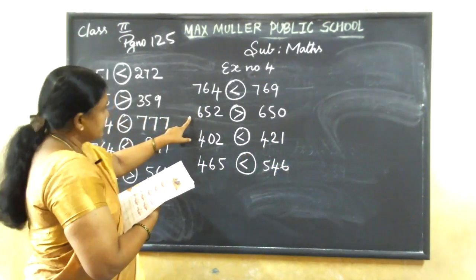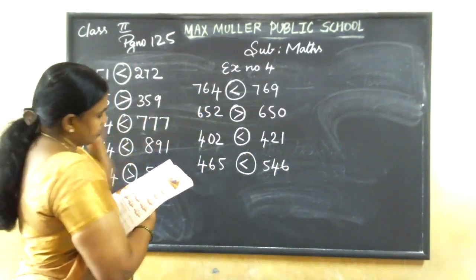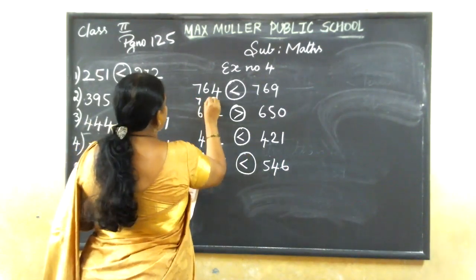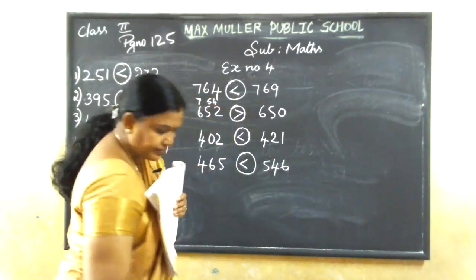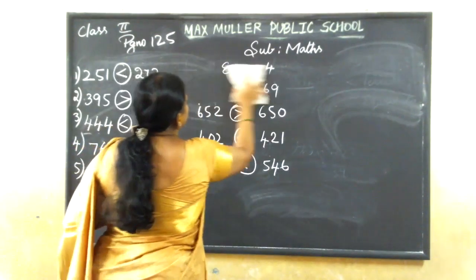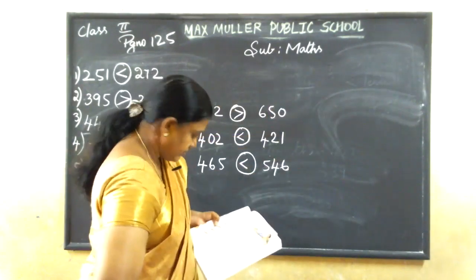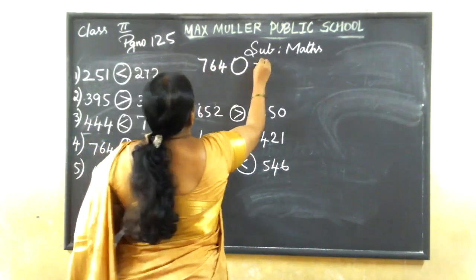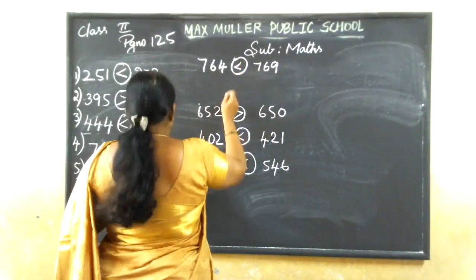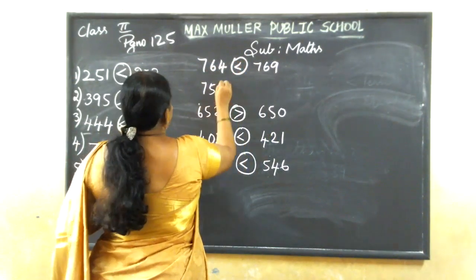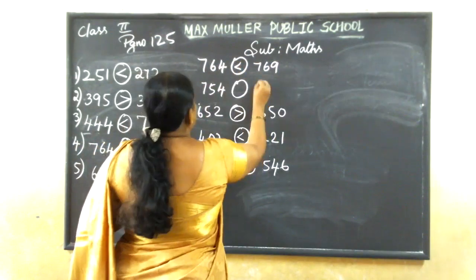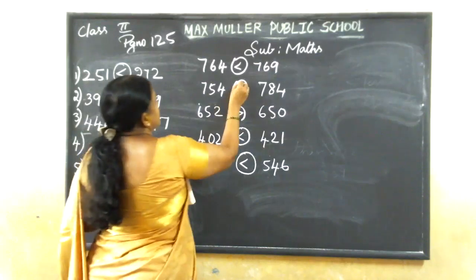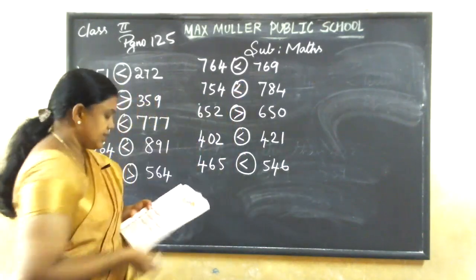764 and 769. Which one is greater? This one. Next one, 754 and 784. Which one is greater here? 8 is greater. 754 is less than 784.